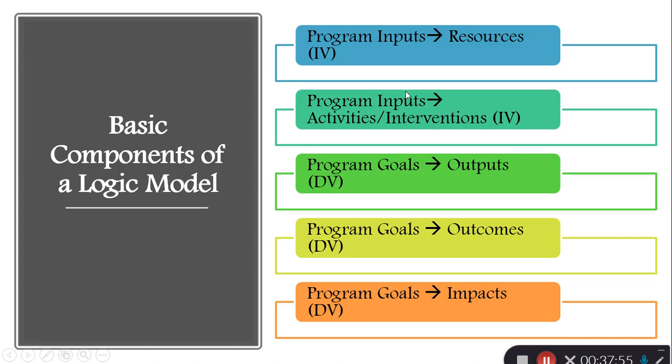So here are the basic components of any logic model. The basic components in terms of program inputs, we have our resources that go into our program, and then we also have our activities and interventions that we employ in our program. And then in terms of program goals, we have our outputs, our outcomes, and our impacts.